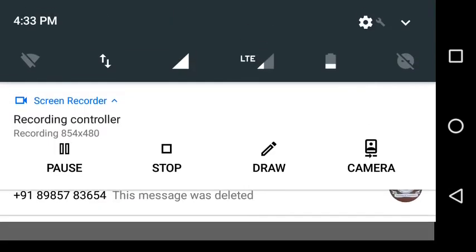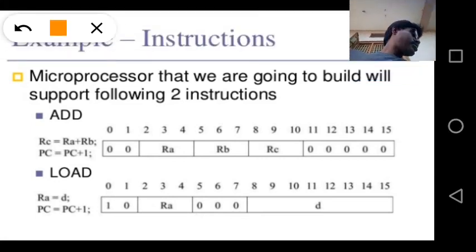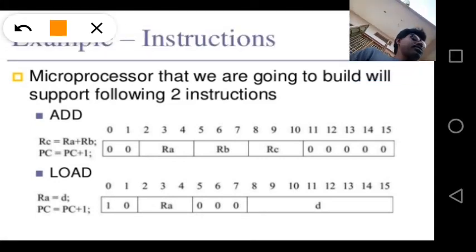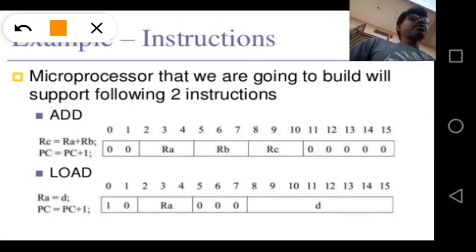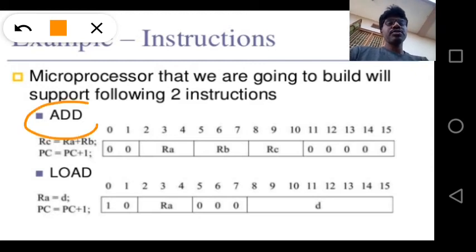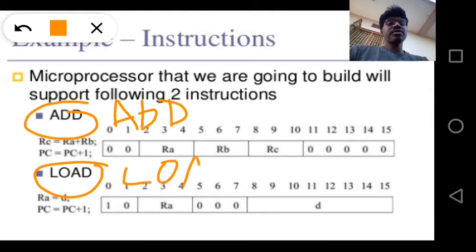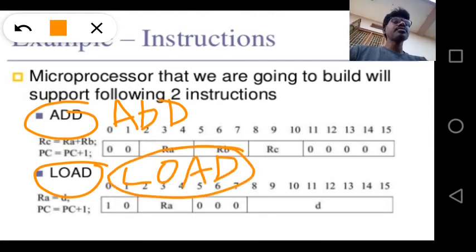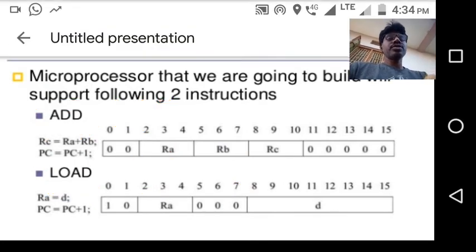Now we see some examples. The microprocessor that we are going to build will support the following two instructions. Let's assume there are only two instructions. One is add, the other is load. So these are the two instructions.